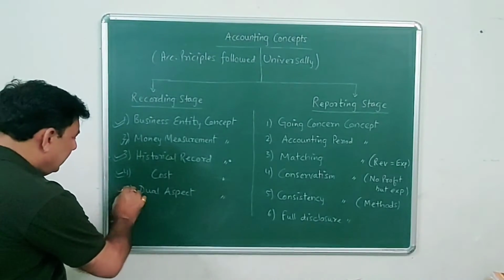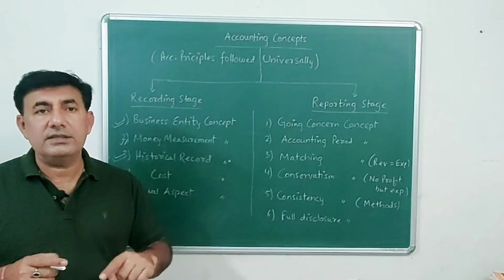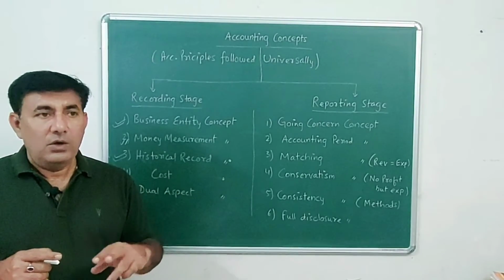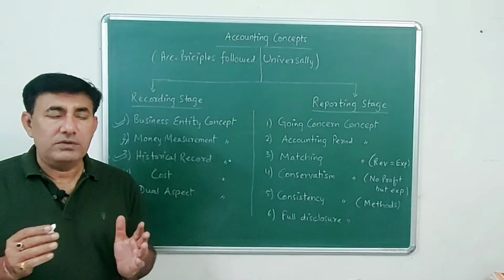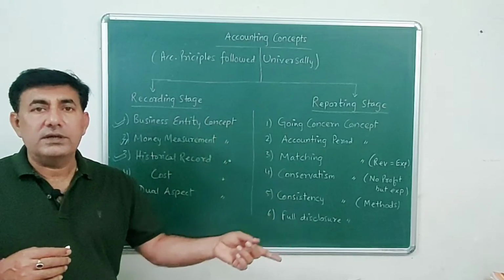And lastly, the dual concept. That means every transaction has two effects. One is debit, the other is credit. So that is called dual effect, or double entry bookkeeping. You might have heard about that. So this is the dual concept. For every debit, there is an equal and opposite credit.